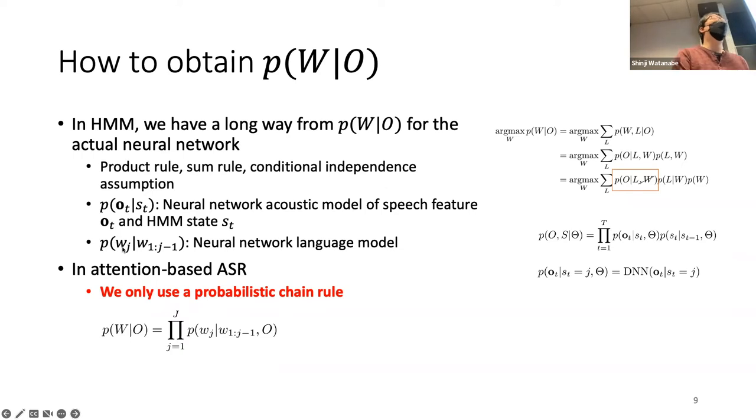Okay, so next, how to derive attention-based ASR. Luckily, we only use the product rule, the probabilistic chain rule, that's it. So this is very simple. This also means that we don't have a conditional independence assumption. That actually limits the model, right? But theoretically, attention-based ASR doesn't have this kind of limitation. And then we can actually solve the exact problem of speech recognition without being constrained by the conditional independence assumption.